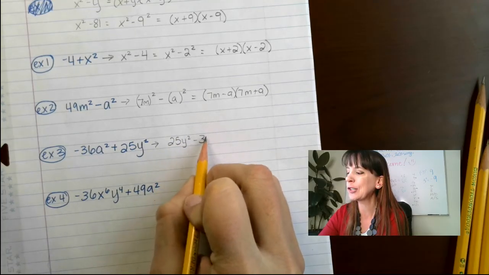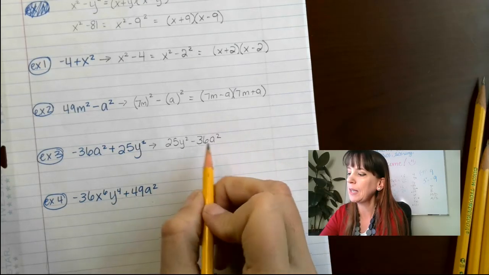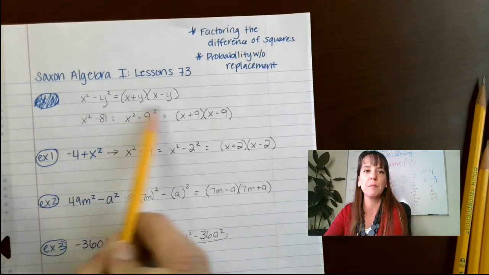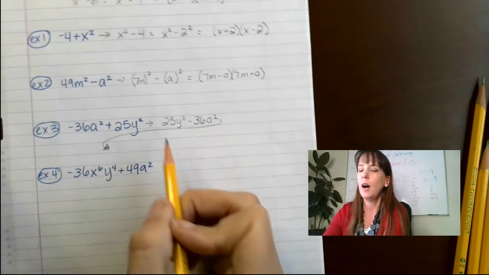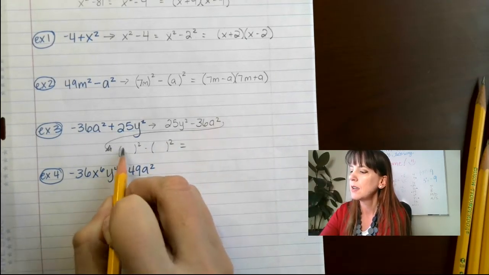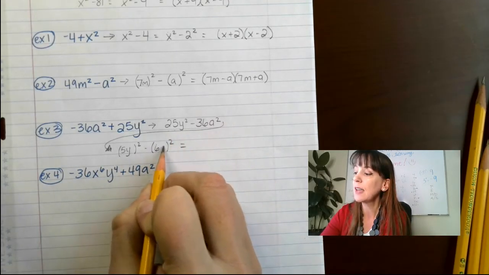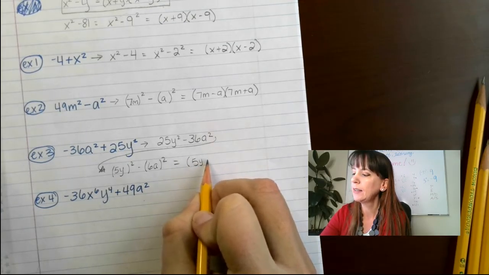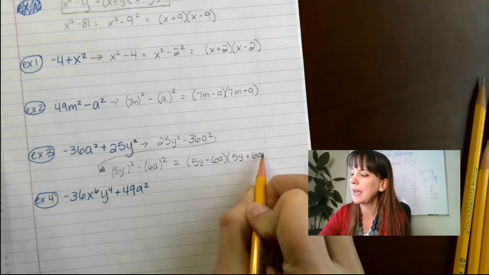25y squared minus 36a squared. All those things are perfect squares, but I think it will help if we write that down as a perfect square. By the way, this thing that I wrote up at the top, write that down. This is super important. Difference of squares. Write that down. Okay, so what we're going to have is something squared minus something squared equals 5y, which gives us 25y squared, and then 6a gives us 36a squared. So what we have is 5y minus 6a, 5y plus 6a.